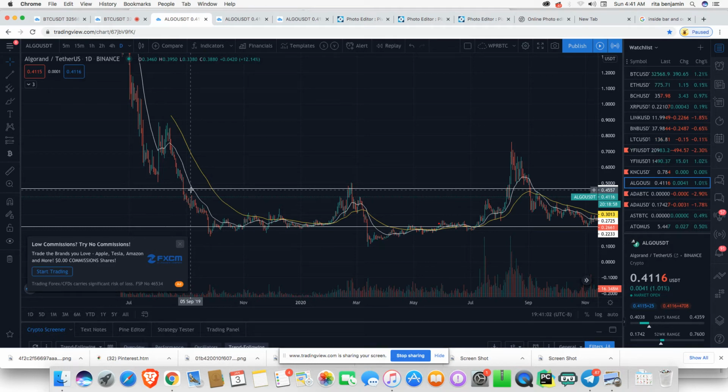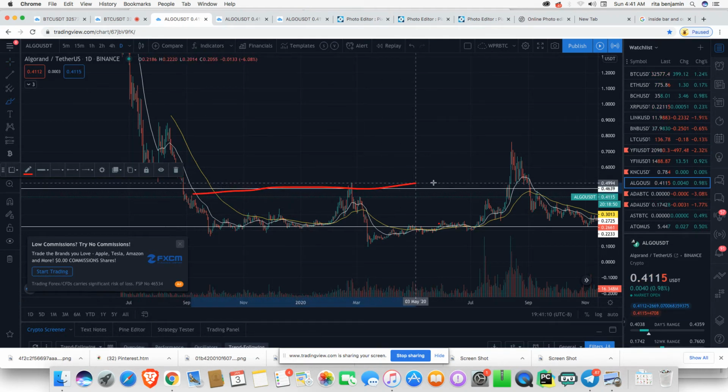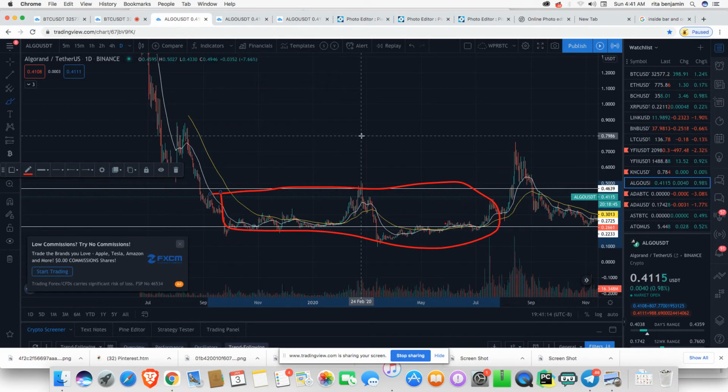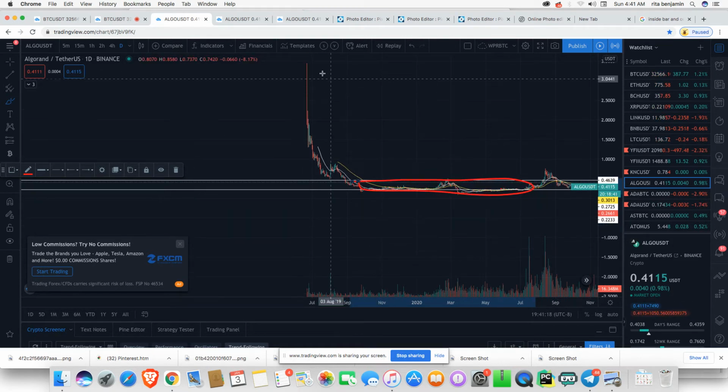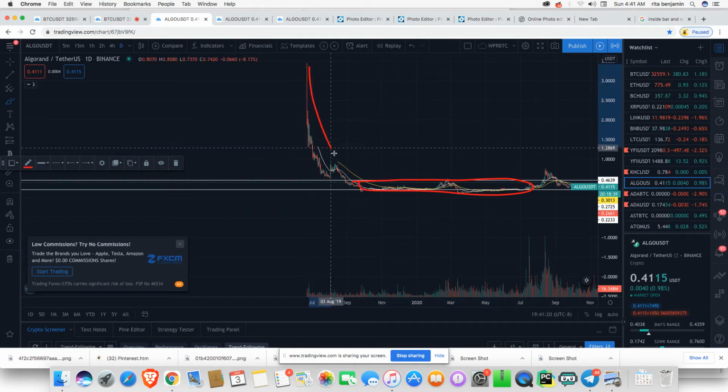Now, how do you know an accumulation stage? An accumulation stage is a stage that takes place after a long period of a downtrend, right? This is our accumulation stage going on here. And you will find that the accumulation stage always takes a long time, right? So you see this sell-off has been going on for quite a long time.